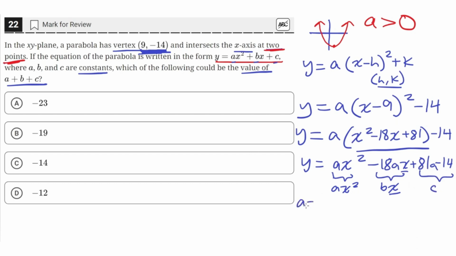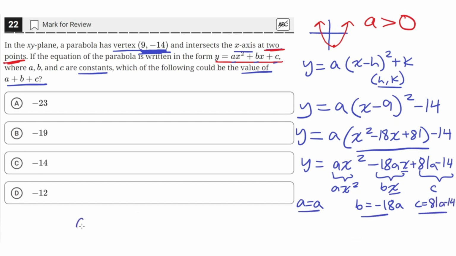So this means that a equals a, since the coefficient of x squared in the equation we derived here is the same as the coefficient of x squared in the standard form. And then we have that b has to equal negative 18a, since this is the coefficient of x here, so it has to be the coefficient of x in the standard equation. And then c has to equal 81a minus 14. So now we have an expression for a, b, and c.